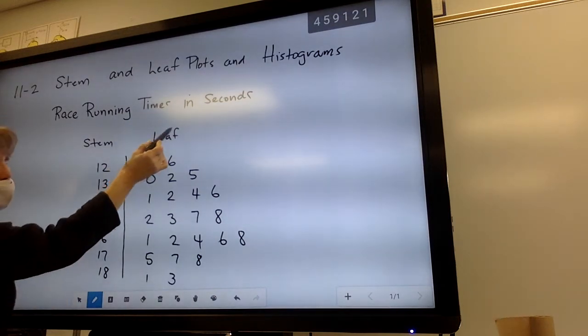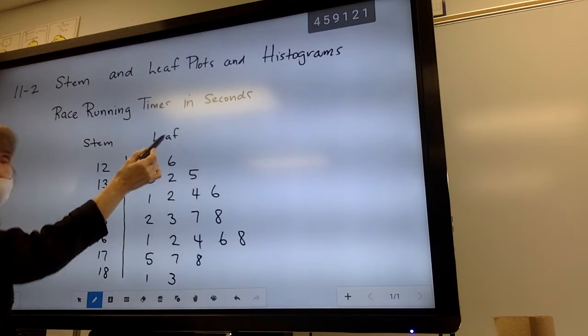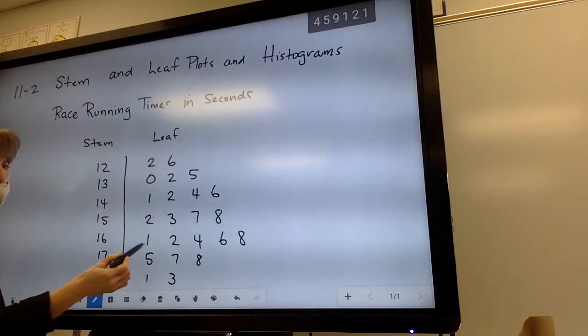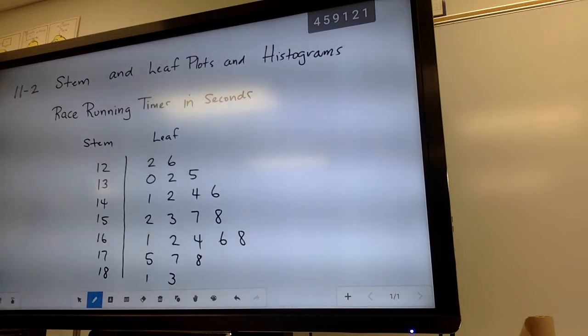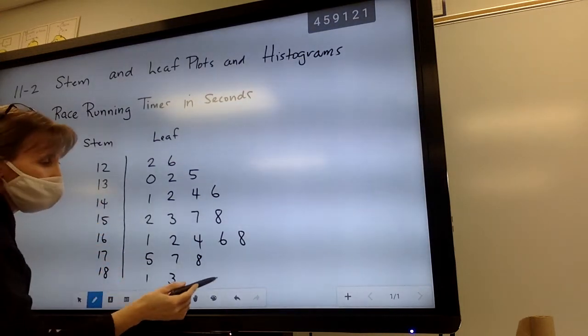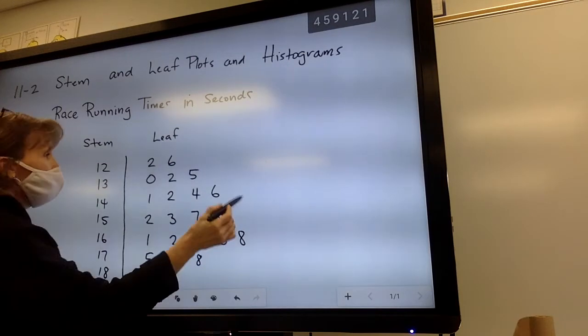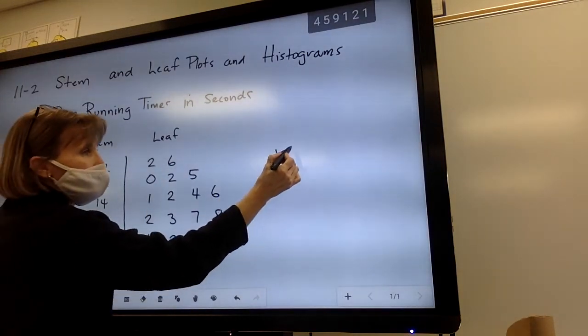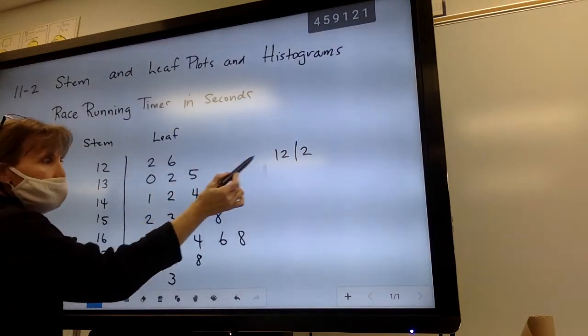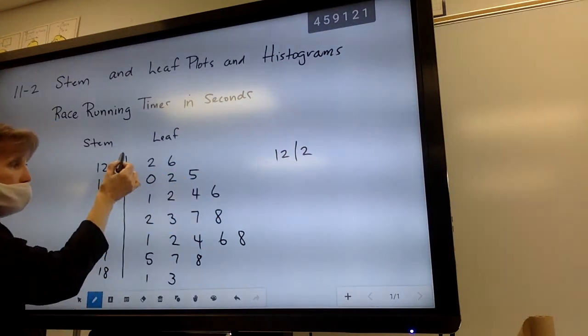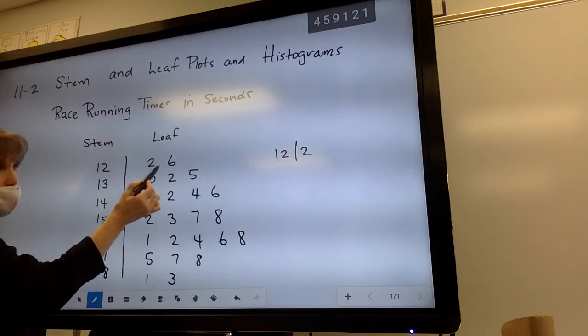And then over on this side, these would be the leaves, or the leaf. Okay, and over here, notice that these values are a little bit spaced apart because they represent different values. You're also going to see a key that goes with this. So it might say 12 with the line 2. So the 12 is the stem. The first value is your stem. The line that you see is the separation. And then they're picking out one of the leaves.